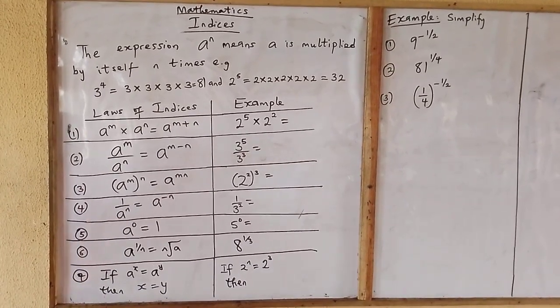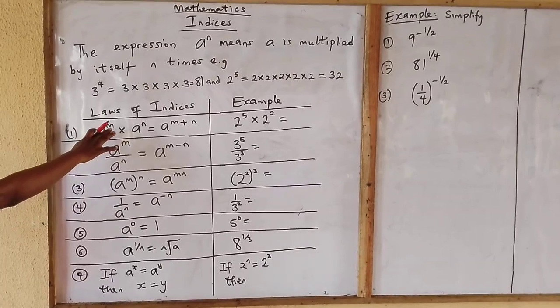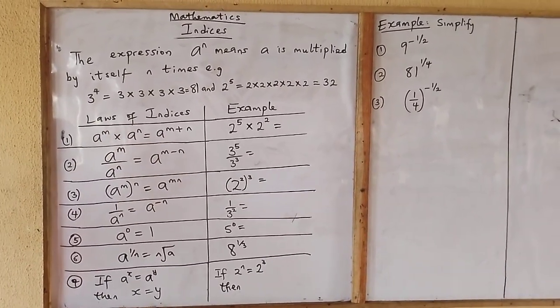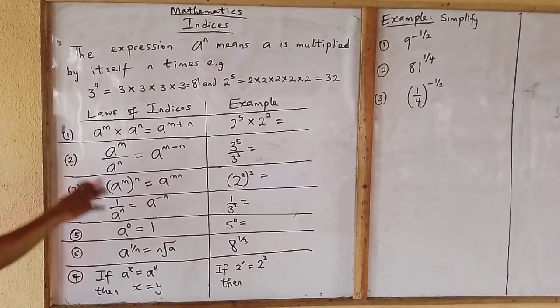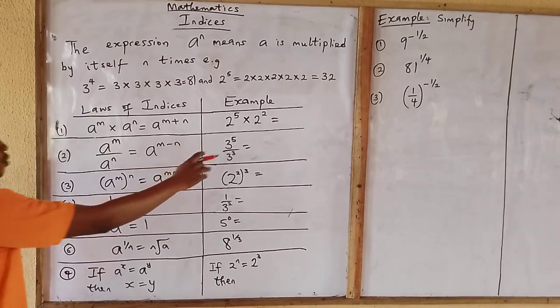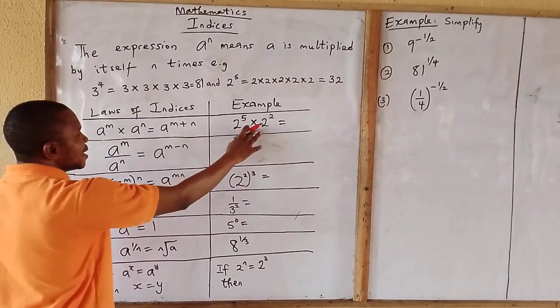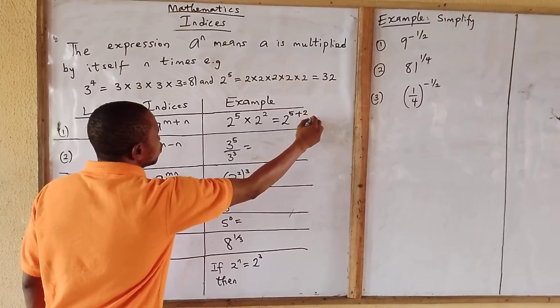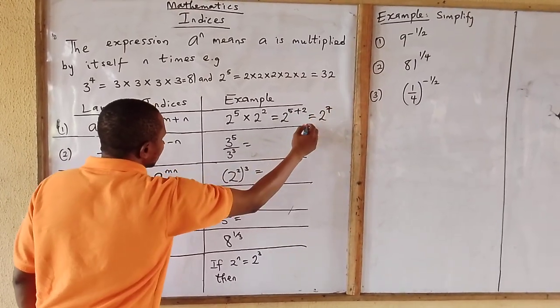The first law of indices states that a raised to the power m multiplied by a raised to the power n will give us a raised to the power m plus n. All we need to do is add up the powers when we have the same base. So for instance, 2 raised to the power 5 multiplied by 2 raised to the power 2 is going to give us 2 raised to the power 5 plus 2, which will give us 2 raised to the power 7.